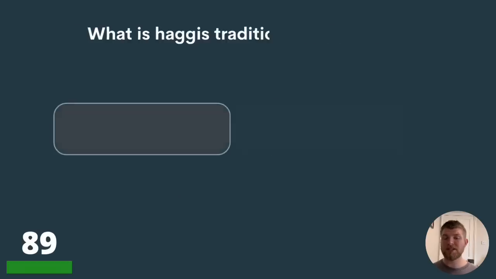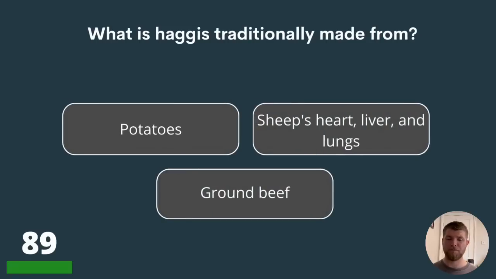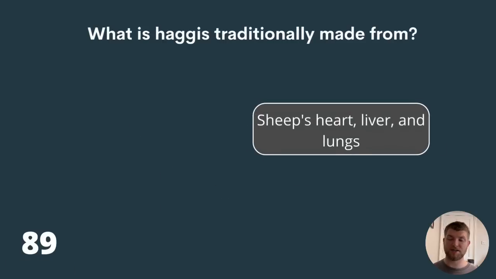89. What is haggis traditionally made from? Potatoes, sheep's heart, liver and lungs, or ground beef? The answer is sheep's heart, liver and lungs.